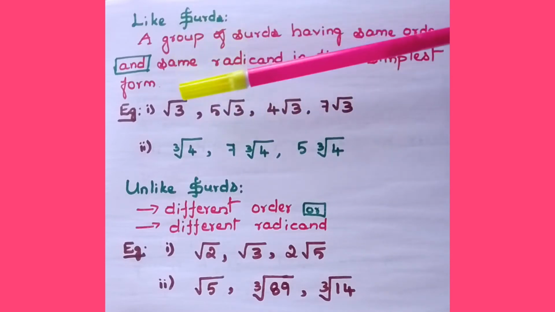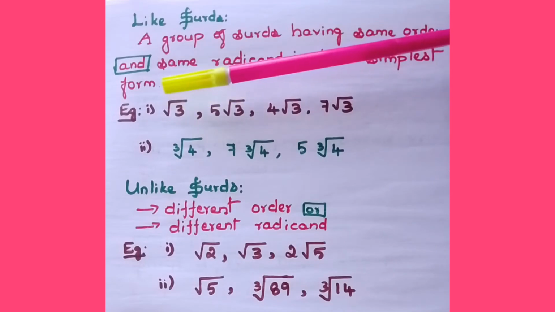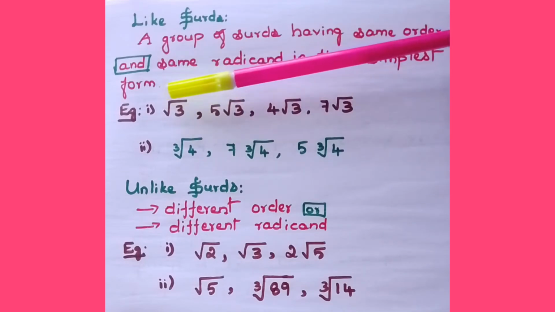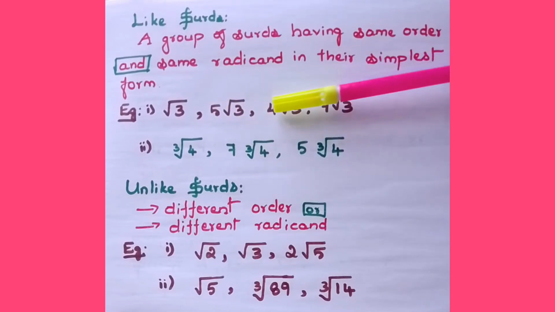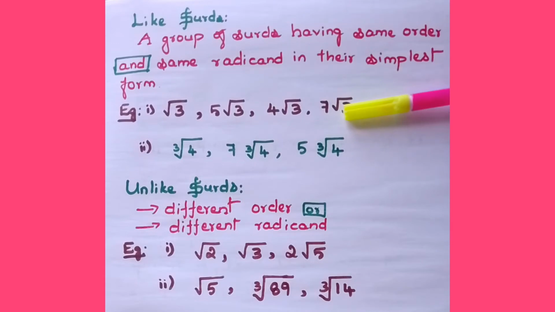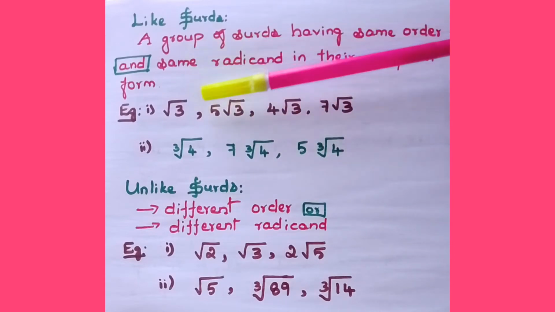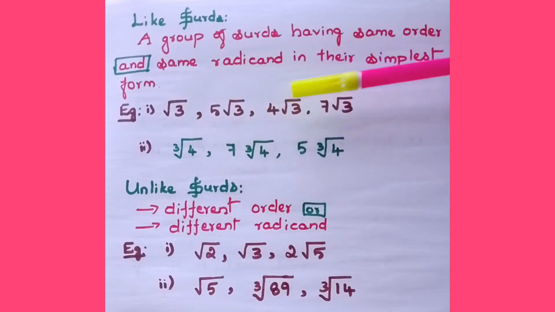For example, square root of 3. So the order here is 2 and the radicand is 3. Next, 5 square root of 3, 4 square root of 3, 7 square root of 3. So you can see this square root of 3 is common here. So they have the same order and the same radicand.